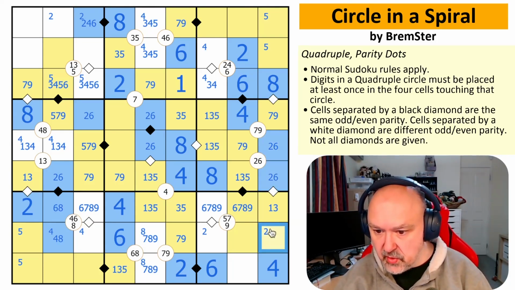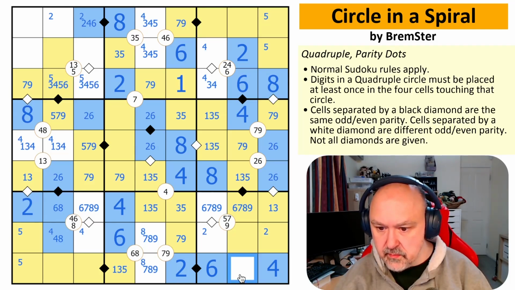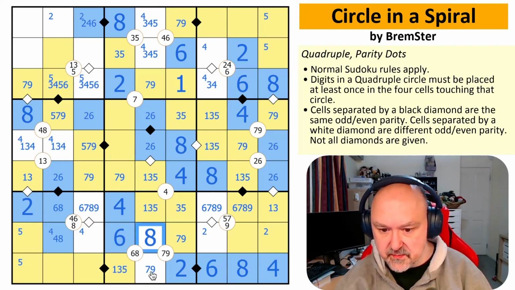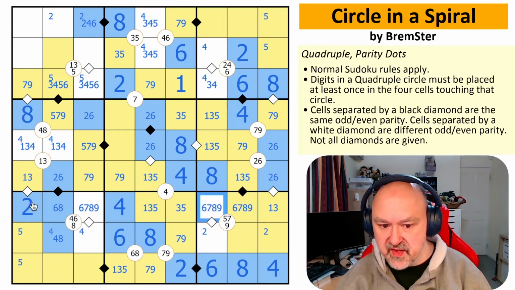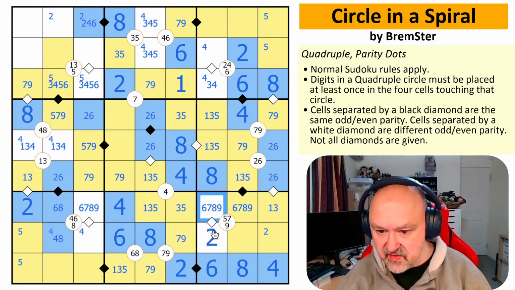This now becomes odd. And where does 8 go in this column? It must go there. So that becomes the 8. There is no 8 there. This becomes the 8. So that is the even. This is the odd. Now I've still got to put a 2 in one of those, and I can't put it there because of that 2. So this is the even, this is the odd.